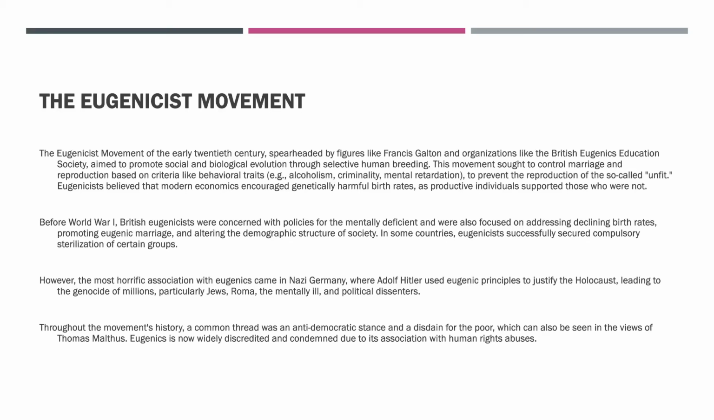Before World War One, British eugenicists were concerned with policies for the mentally deficient and were also focused on addressing declining birth rates, promoting eugenic marriage, and altering the demographic structure of society. In some countries, eugenicists successfully secured compulsory sterilization of certain groups. And the most horrific association with eugenics came in Nazi Germany, where Adolf Hitler used eugenic principles to justify the Holocaust, leading to the genocide of millions, particularly the Jews, the Roma, the mentally ill, who were considered the unfit, and political dissenters, right? So that's a major event in history where we see eugenicist policies were implemented.